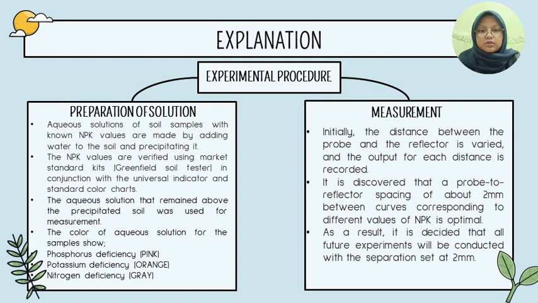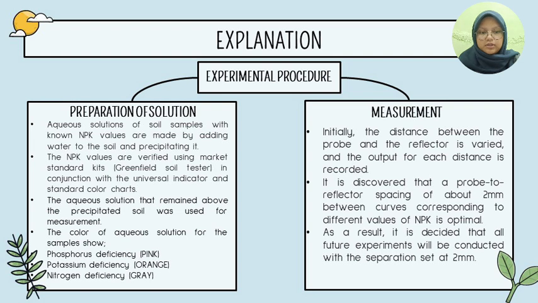For preparation of solution, aqueous solution of soil samples with known NPK values are made by adding water to the soil and precipitating it. The NPK values are verified using market standard kits, green-field soil tester in conjunction with the universal indicator and standard color charts. The aqueous solution that remained above the precipitated soil was used for measurement. And the color of aqueous solution for the sample shows pink for phosphorus deficiency, orange for potassium deficiency, and gray for nitrogen deficiency.